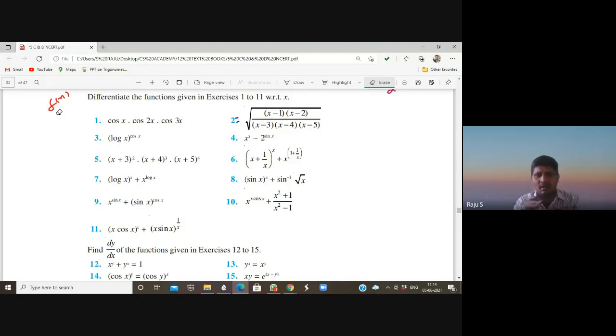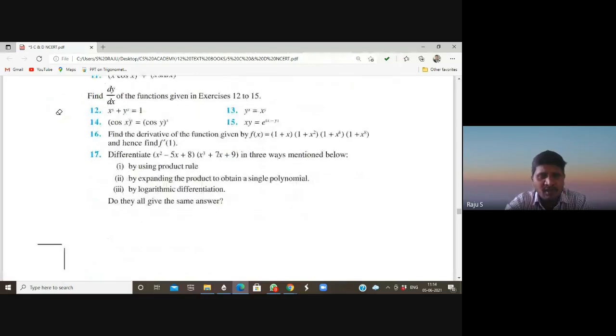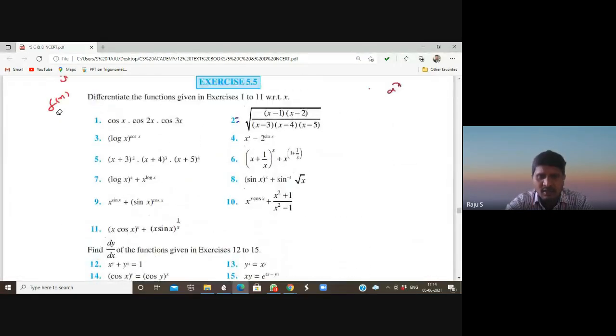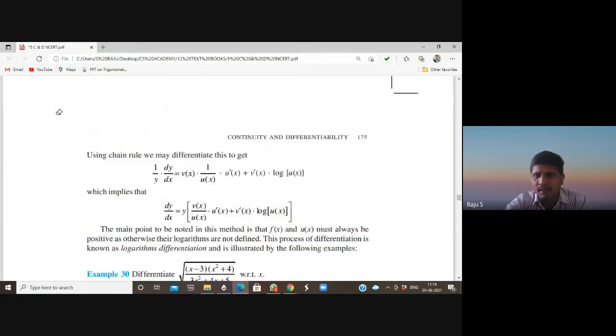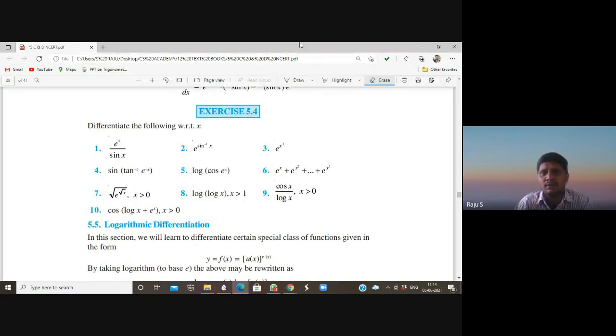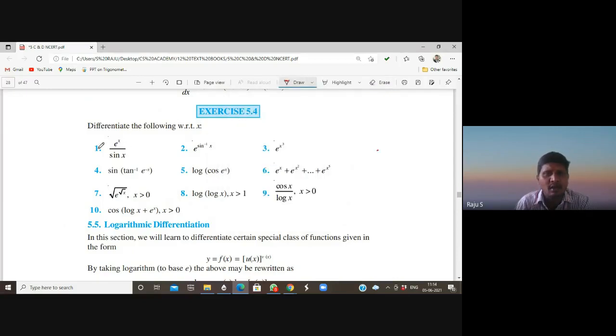Okay, fine, students. Before doing 5.5, because in 5.5 nearly 18 questions are there, all students will do 5.4 first. In 5.4 also, look here. For B1, B2 section students, if I take y equal to this function, we can use the u by v formula, the quotient rule, where u is e power x and sin x is v.